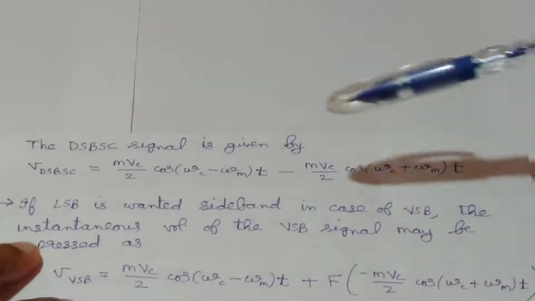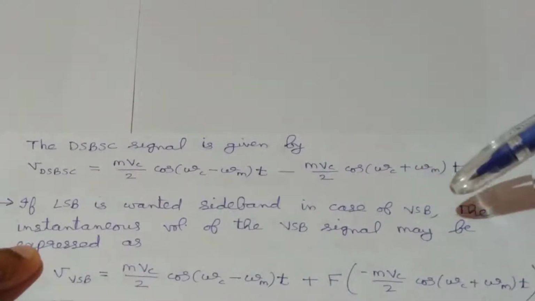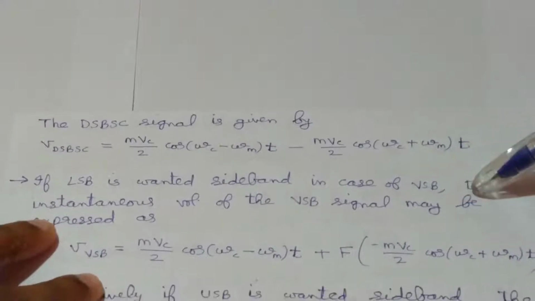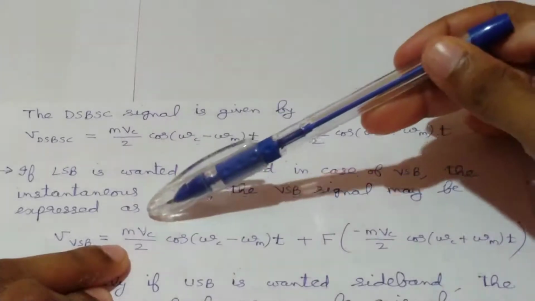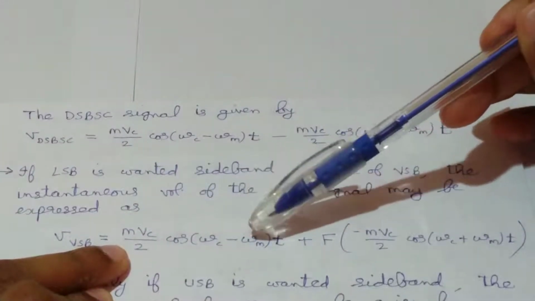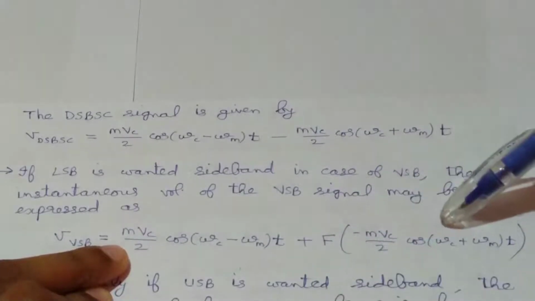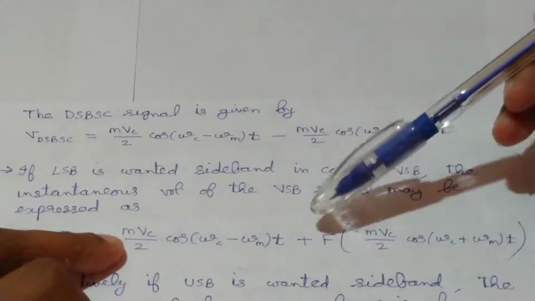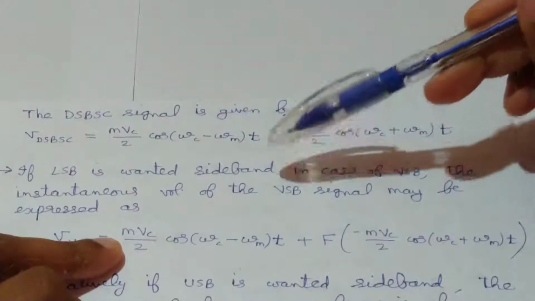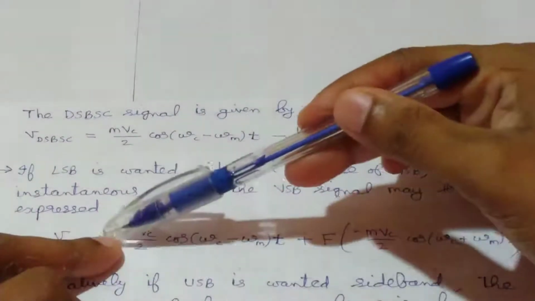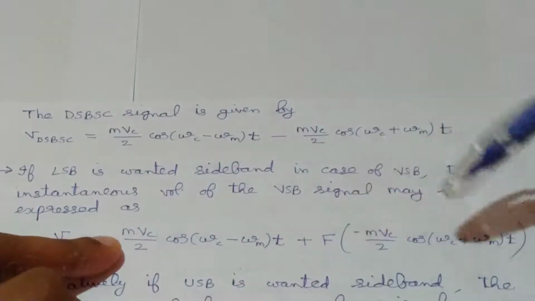If the lower sideband is the wanted sideband in the case of vestigial sideband, then the instantaneous voltage of the vestigial sideband may be expressed as V VSB equals m Vc by 2 cos (omega c minus omega m) t plus f times minus m Vc by 2 cos (omega c plus omega m) t. Here f represents the fraction. So if the lower sideband is our wanted sideband, we will transmit that lower sideband fully along with a vestige or fraction of the upper sideband.